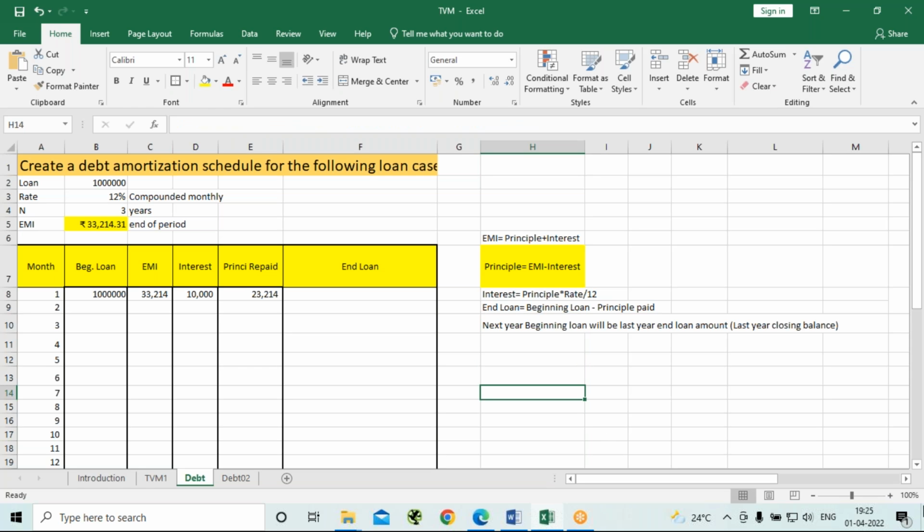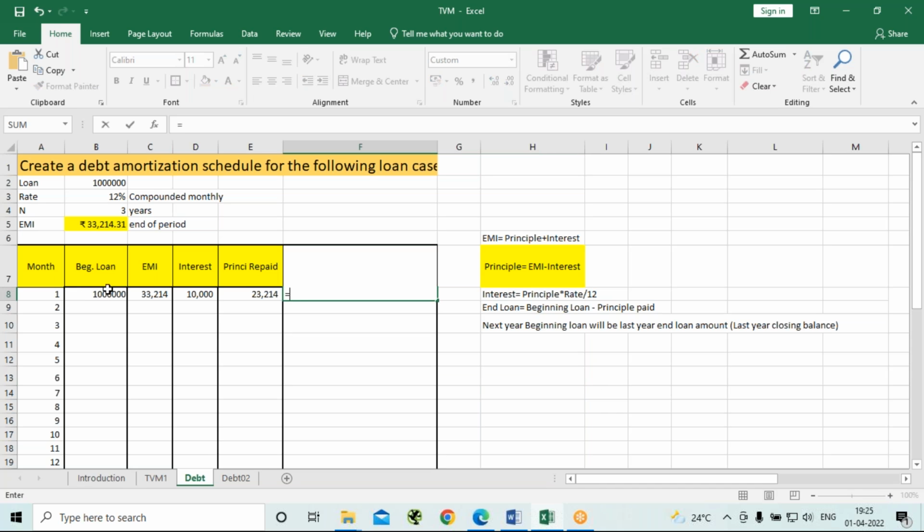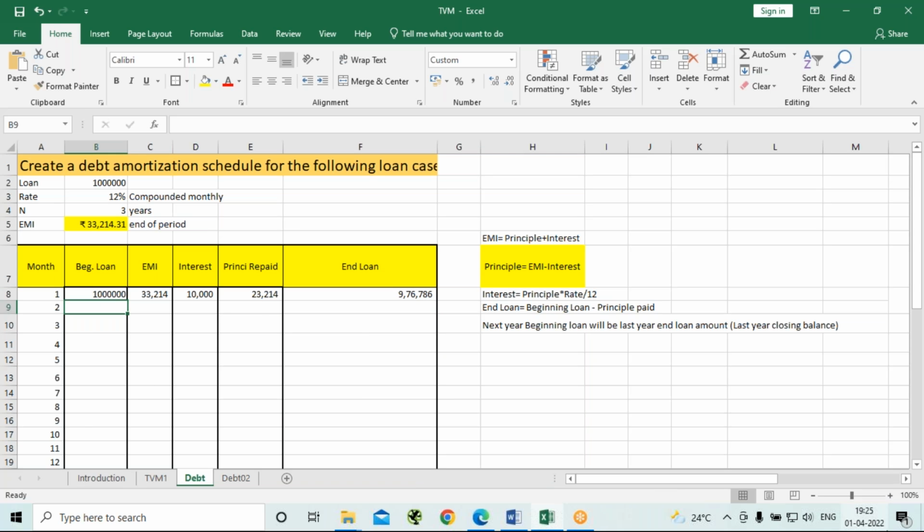Okay, so these are the formulas you are supposed to use. The end loan calculation will be equals to the beginning loan minus the principal paid. Enter. So the end loan amount is going to be 9,76,786. Now the second year's beginning loan will be equal to the last year's closing balance.